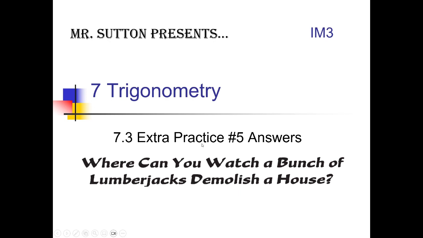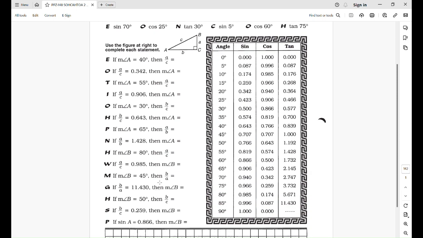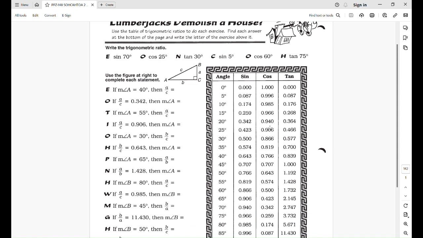And we have a puzzle that goes with this one, so let's see what that's all about. All right, here's the crazy puzzle that goes with this extra practice. We're trying to solve the riddle, where can you watch a bunch of lumberjacks demolish a house? To solve this riddle, we have to answer all of these questions with these letters next to them. And we're going to do it using the values in this table here.